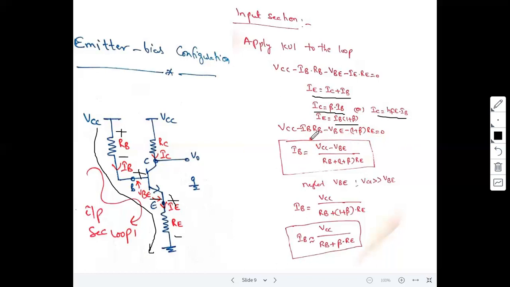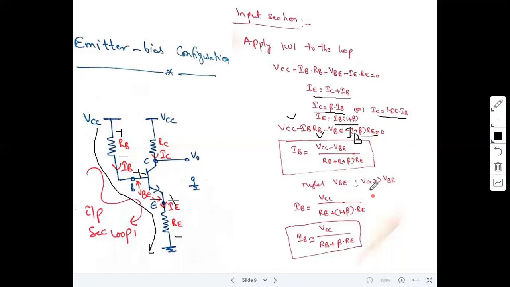Now take IB as the common factor. Now IB is equal to VCC minus VBE divided by RB plus (1 plus beta) times RE.